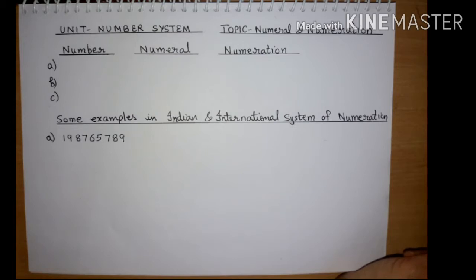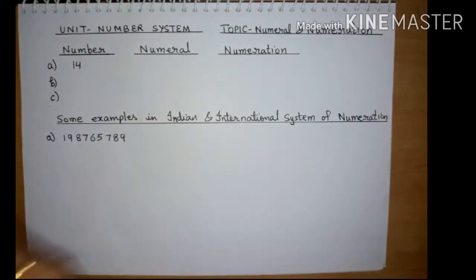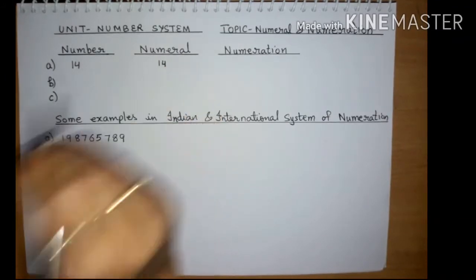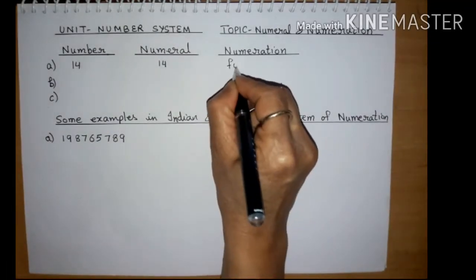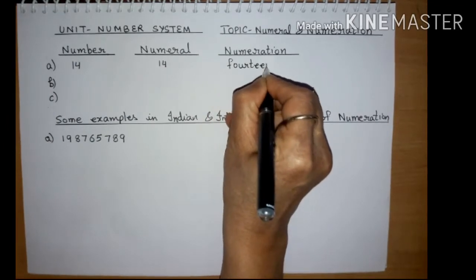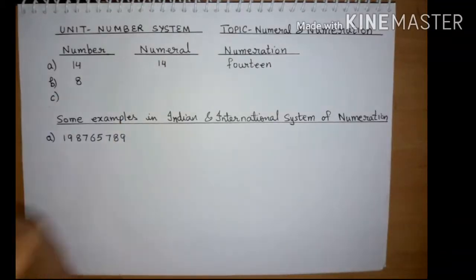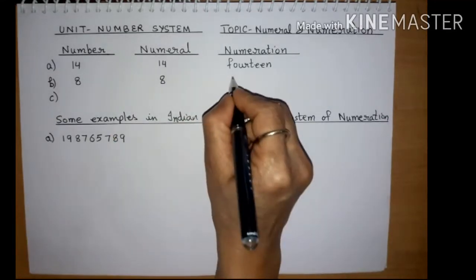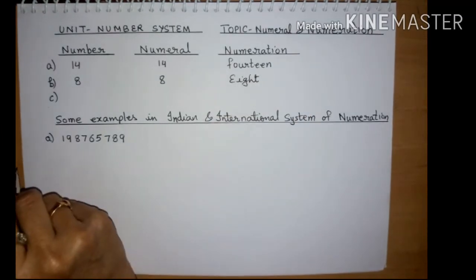If we take any number, for example, let us take 14. If we write it in digits like this, in figures, this is called the numeral. If we write the number name, that is, write it in words, then this is called the numeration. Take another number, for example, this one. This is 8, that's a numeral, and the spelling of it will form its numeration.